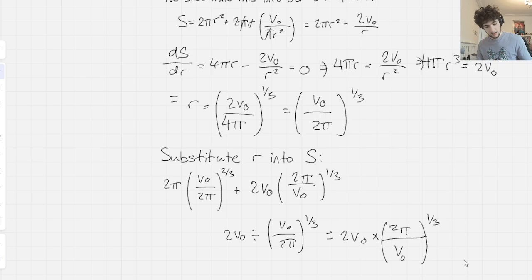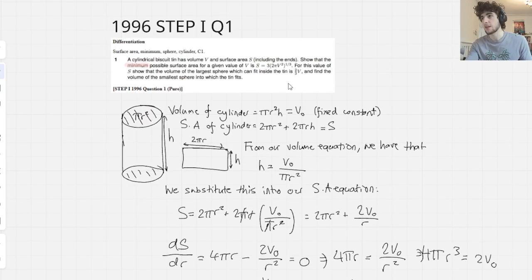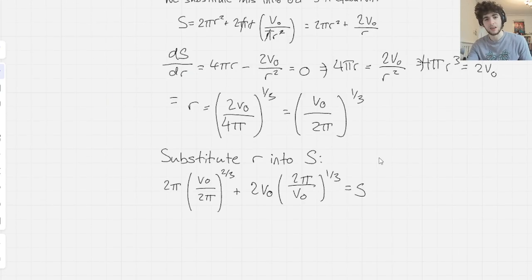Okay, so that's that, right? And this is our surface area S. This is our minimal surface area S. But obviously, it's not in the form that we want it to be in just yet. Because if we go back up, we want to get 3 times 2 pi v naught squared to the power of a third. So we don't really have that yet, but we can get that by bringing everything in as something to the power of a third with some coefficient in front.